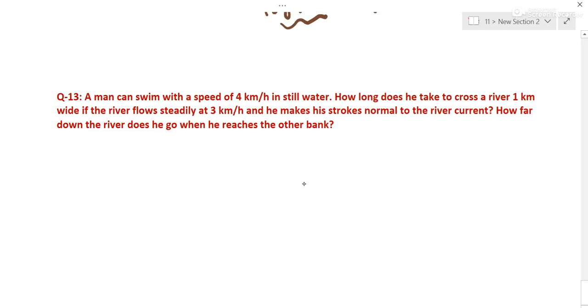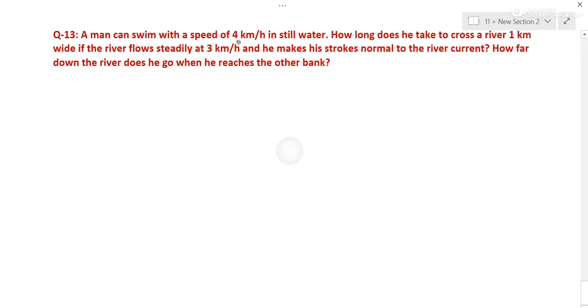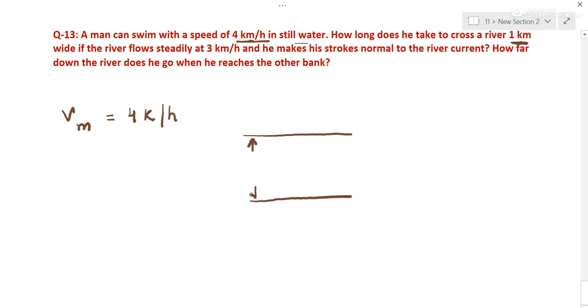Let us see the next question. A man can swim with a speed of 4 km per hour. So this is the speed of the man, 4 km per hour in still water. How long does it take to cross a river 1 km wide? So the width of the river is, this width is 1 km.